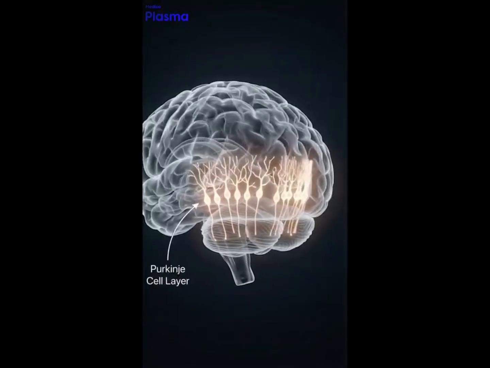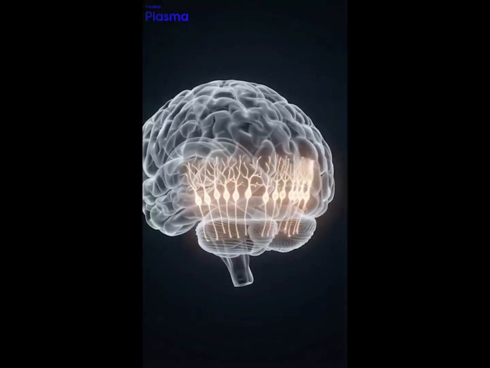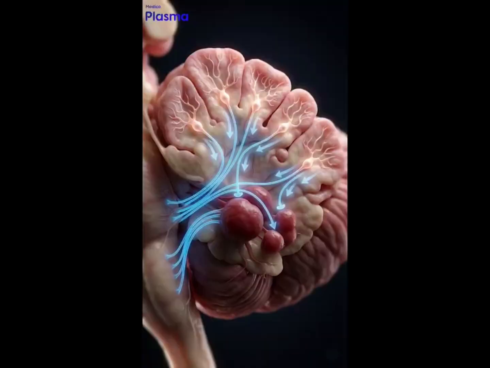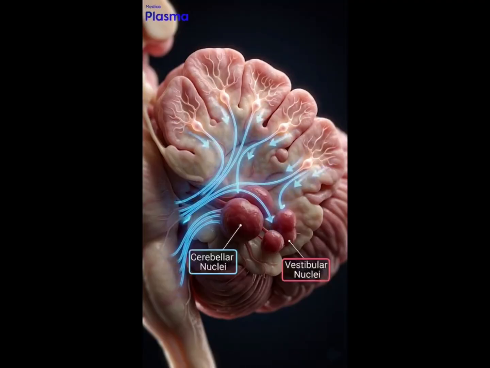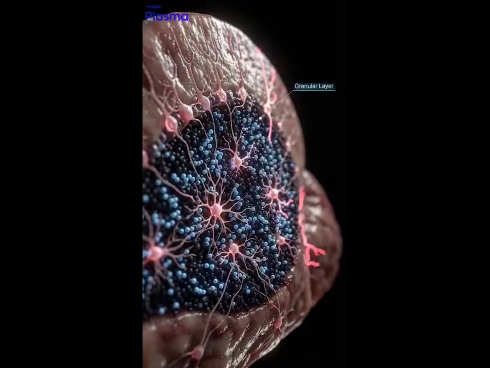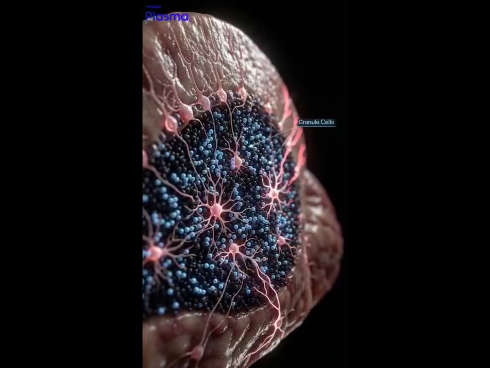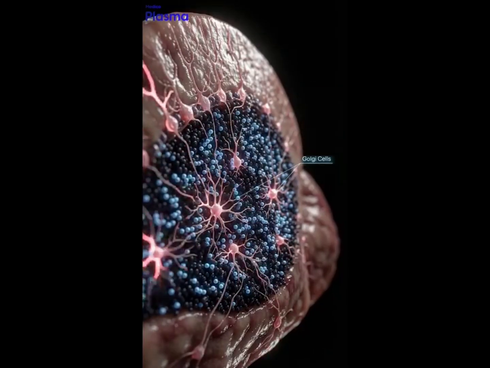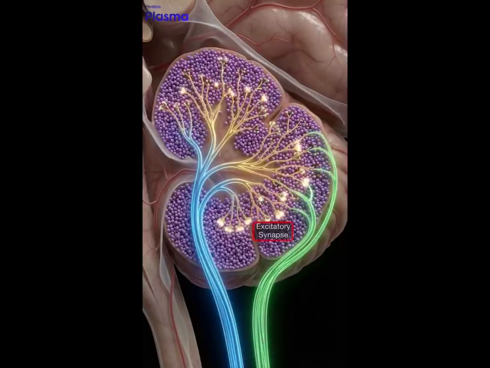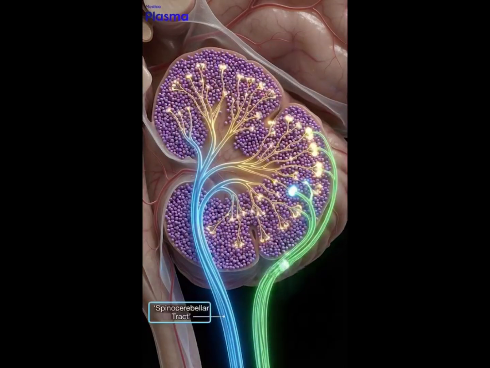Beneath it lies the Purkinje cell layer, a single row of large Purkinje neurons. These cells form the only efferent output of the cerebellar cortex and project inhibitory signals to the deep cerebellar nuclei and vestibular nuclei. The deepest layer is the granular layer, densely packed with granule cells and Golgi cells. Granule cells receive excitatory input from mossy fibers originating from spinocerebellar and pontocerebellar tracts.